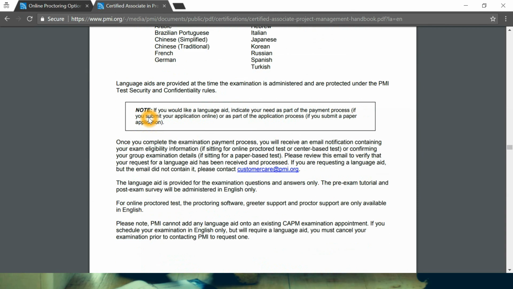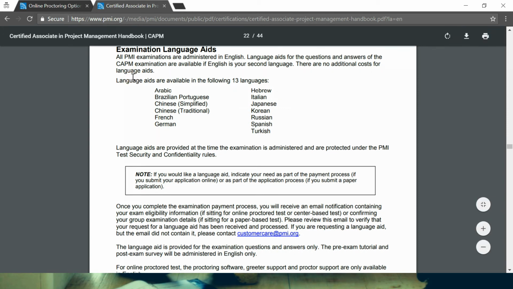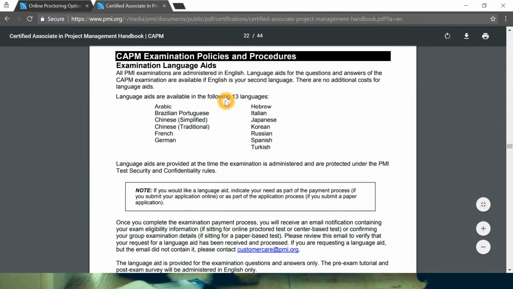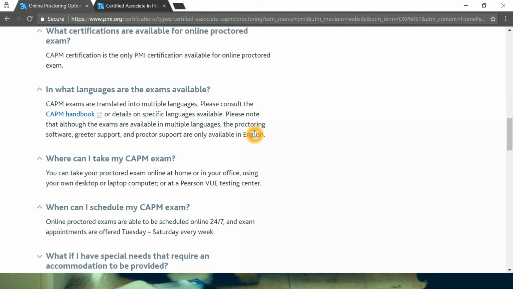Now, on this page is where the language aids are. So there are basically language aids available for 13 languages for the CAPM exam. You've got Arabic, Brazilian Portuguese, Chinese simplified as well as traditional, French, German, Hebrew, Italian, Japanese, Korean, Russian, Spanish, Turkish. So these are the 13 languages for which the aids are available. You can take your exam in these languages as well.